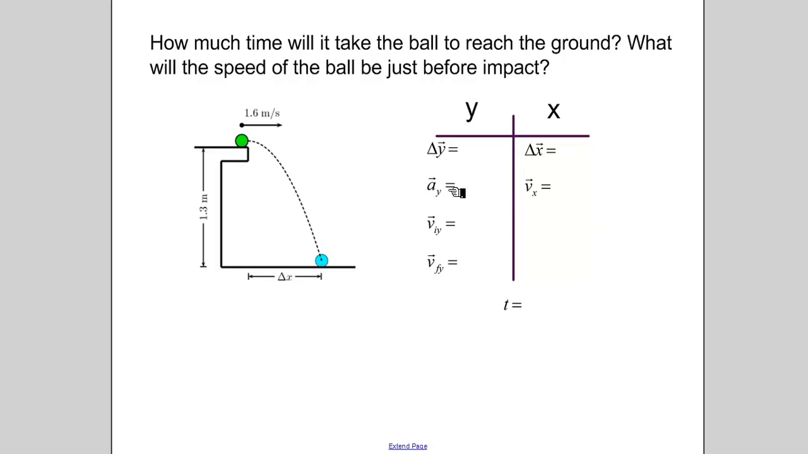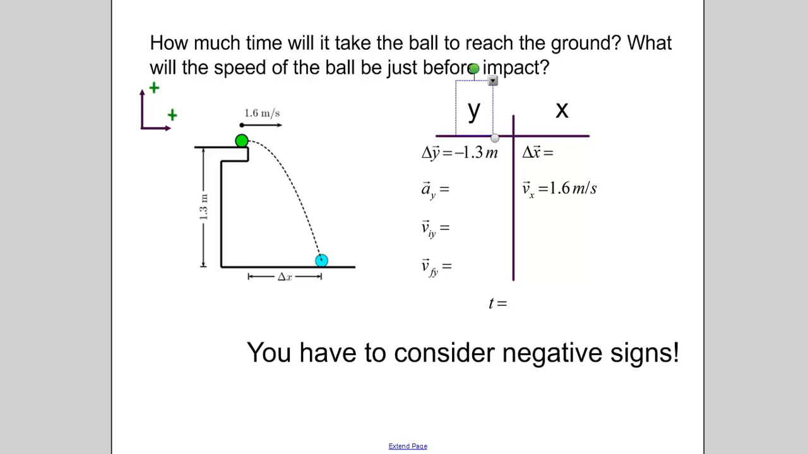Now, why is the y chart longer than the x chart? Well, in y, you have to worry about an acceleration. In the x direction, there is no acceleration. And because there is an acceleration, that means that there's two velocities you could be interested in. Some initial velocity and some final velocity later on, whereas in the x direction there's only one velocity. So that should be the basic setup for every projectile motion problem.